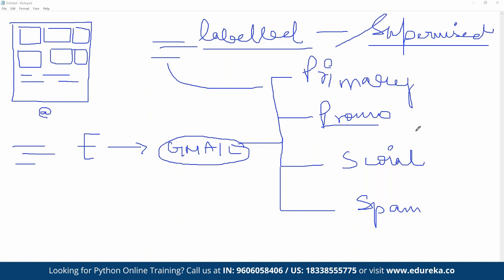All right, so after supervised, we have something called unsupervised learning. In supervised learning, we have seen that we use a labeled data set. And when we are working with unsupervised learning, we don't use any kind of labeled data set. So let's understand the concept of unsupervised learning by using another simple example.